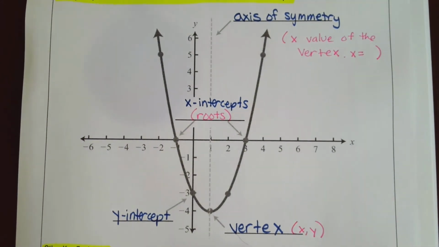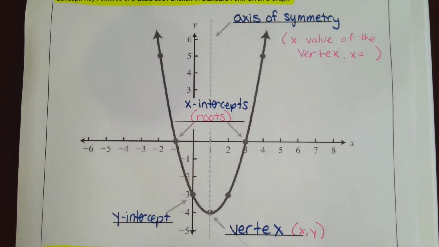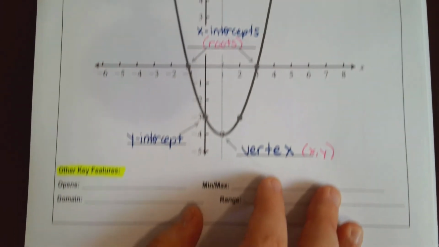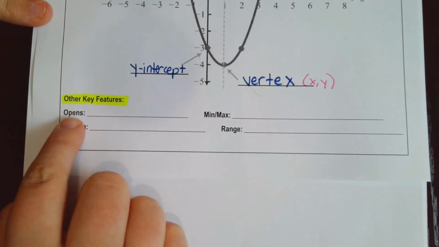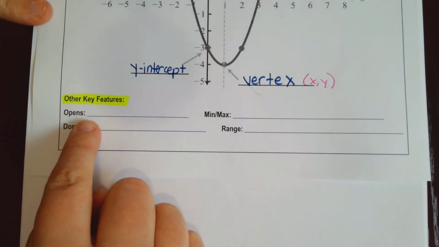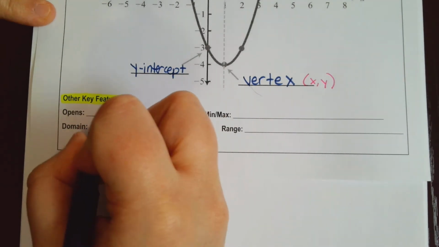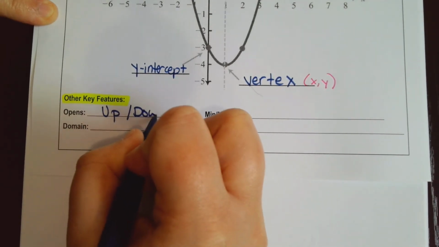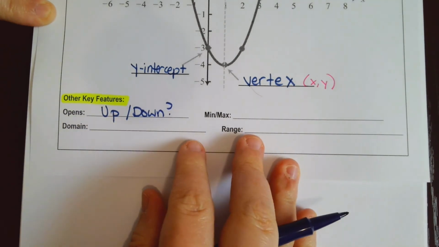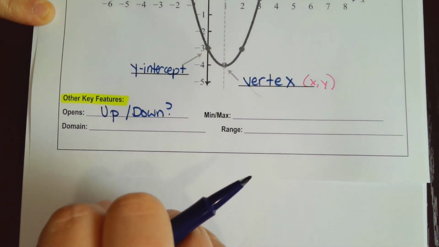Now, that's all that we can identify from a graph, but there are other key features that we're also going to need to identify. Some other key features: you need to identify if it's opening up or down. So that's all you just have to ask yourself. Is it opening up or down? And it's really easy to tell from a graph if it's opening up or down.